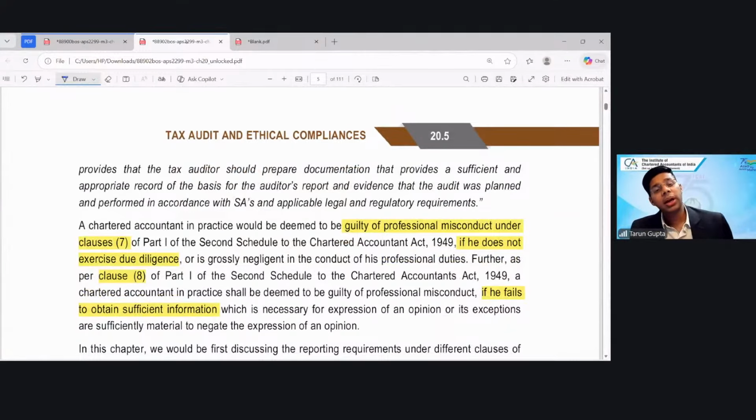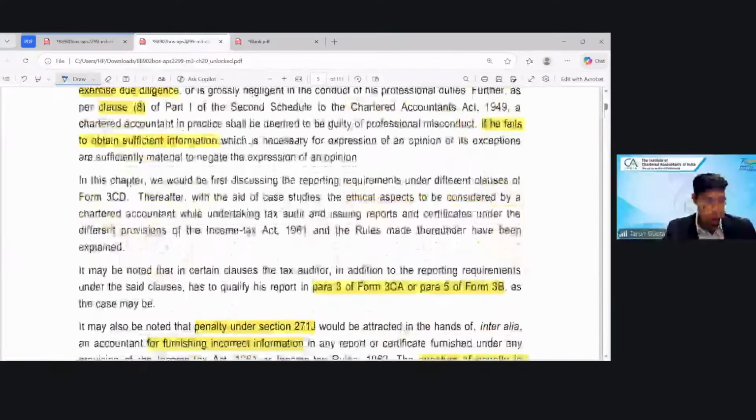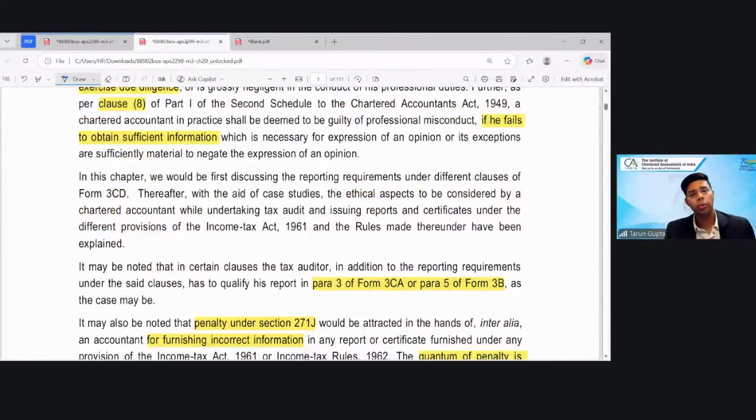In audit, part 1 of the second schedule, clauses 7 and 8 say that an individual shall be guilty of professional misconduct if he signs or gives a certificate or an audit report without proper due diligence, or without scrutinizing the evidence required to give such an opinion, or if the evidence so scrutinized and obtained was not sufficient.